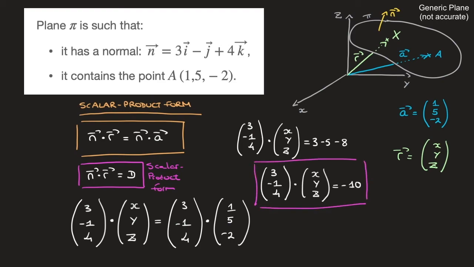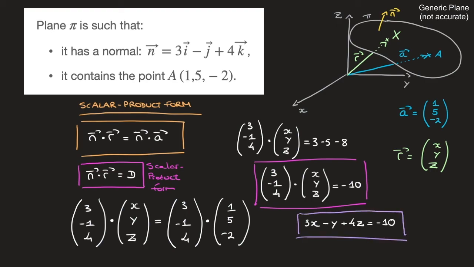There we go. And one of the great things about the scalar product form of a plane's equation is how easy it now is to get its Cartesian equation. Indeed, all we have to do is calculate the scalar product that we have on the left-hand side of the equation. And that would be 3 times x, so that's 3x, plus negative 1 times y, which is just minus y, plus 4 times z. And I'll just write that. That's plus 4z. And that's equal to negative 10. And that's the Cartesian equation of this plane.